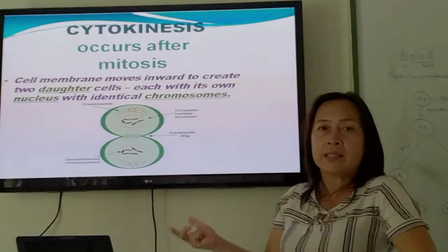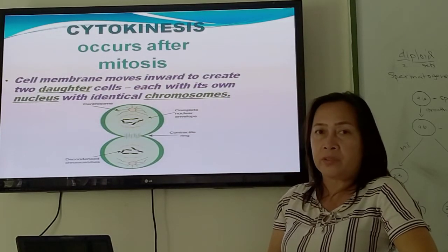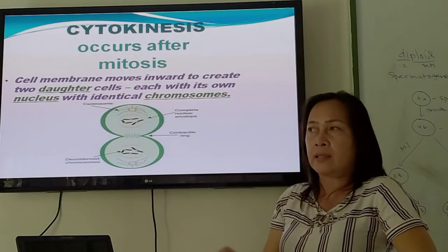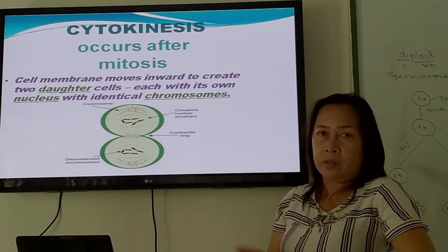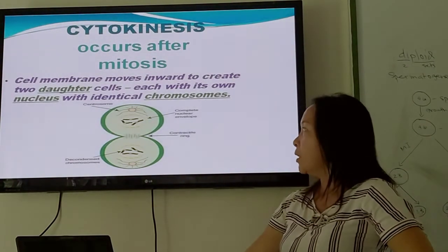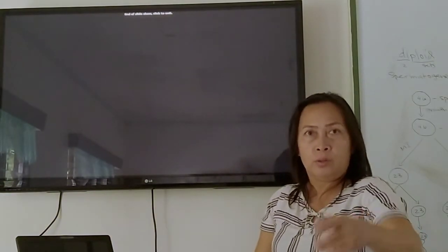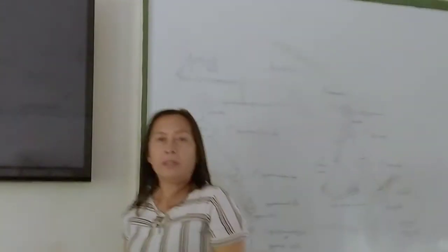But for non-dividing cells, the neurons or nerve cells, your brain cells, they are no longer dividing after they reach their maturity level. Okay? So, we will discuss meiosis.